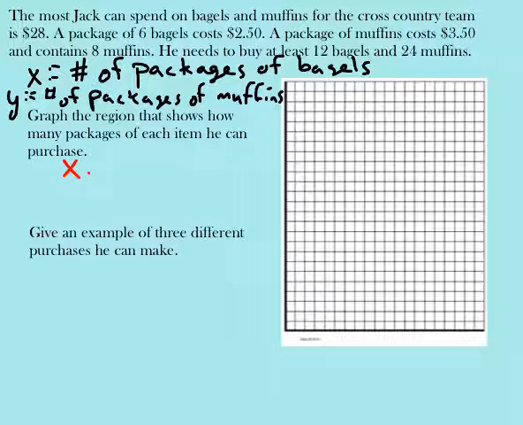Okay, it says he needs to buy at least 12 bagels. So for x, if x equals number of packages of bagels, a pack of bagels is 6. So I need to know right now that x is greater than or equal to 2. Meaning if I buy 2 packages, I have at least 12. That works out. So then the same thing for y. y is greater than or equal to, I need 24 muffins. Well, they come in packages of 8. So that means I know that y has to be greater than or equal to 3.